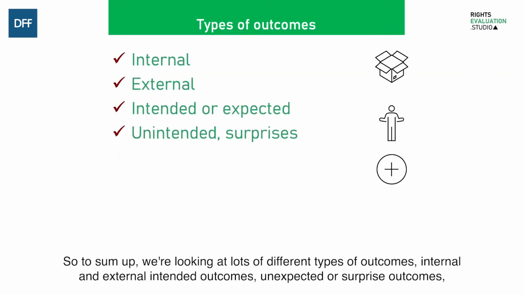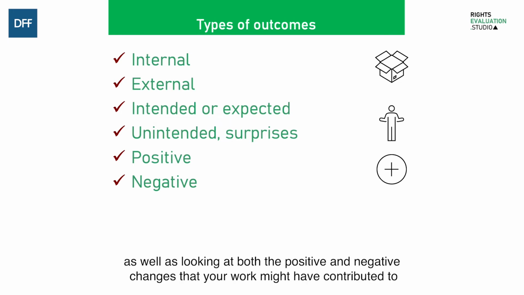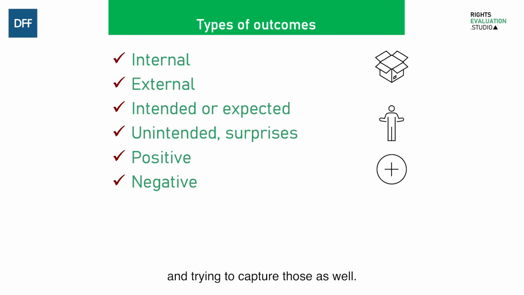So to sum up, we're looking at lots of different types of outcomes: internal, external, intended outcomes, unexpected or surprise outcomes, as well as looking at both the positive and negative changes that your work might have contributed to, and trying to capture those as well.